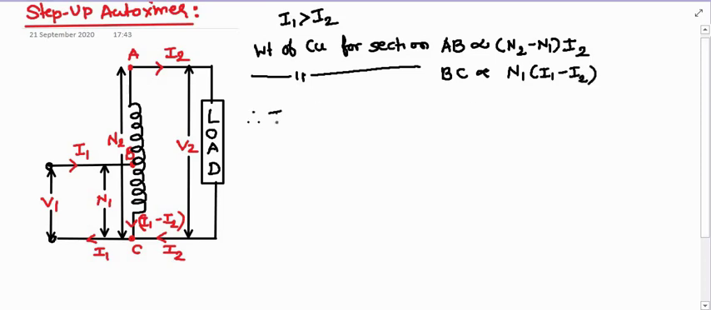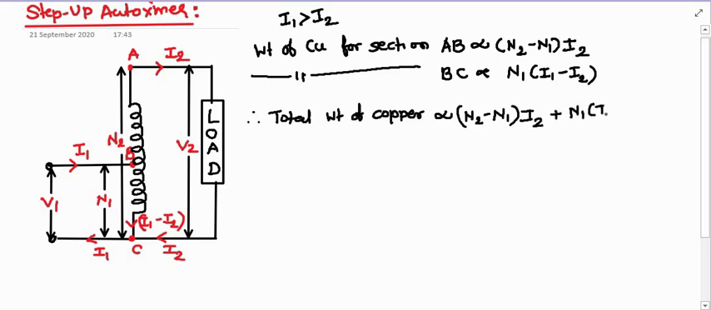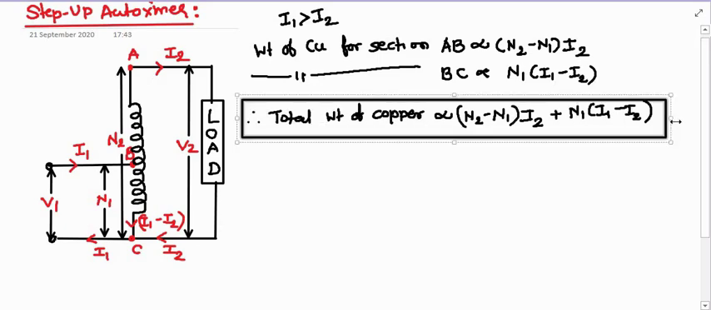Therefore, I can write down the total weight of copper is proportional to, in which transformer? In step-up auto transformer, it is proportional to (N2 minus N1) into I2 plus N1 into (I1 minus I2). Let us give this equation as equation number 3.